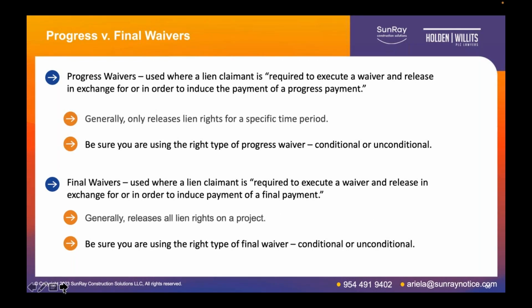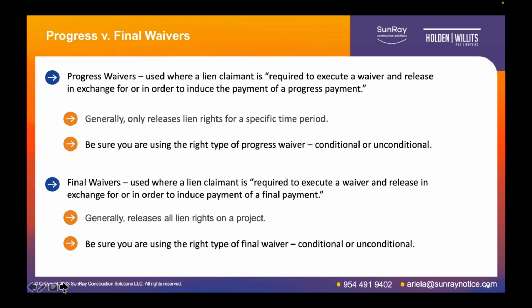So let's talk first about progress waivers versus final waivers, and that's one of the 2 distinctions in the forms of waivers that we're going to talk about here today. Progress waivers are used when a lien claimant is required to execute a waiver and release in exchange for or in order to induce the payment of a progress payment. And generally, these only release lien rights for a specific period of time. And when you're reviewing a progress waiver, be sure that you are signing the right type of progress waiver, whether it be a conditional or unconditional. We can talk about that here in a second.